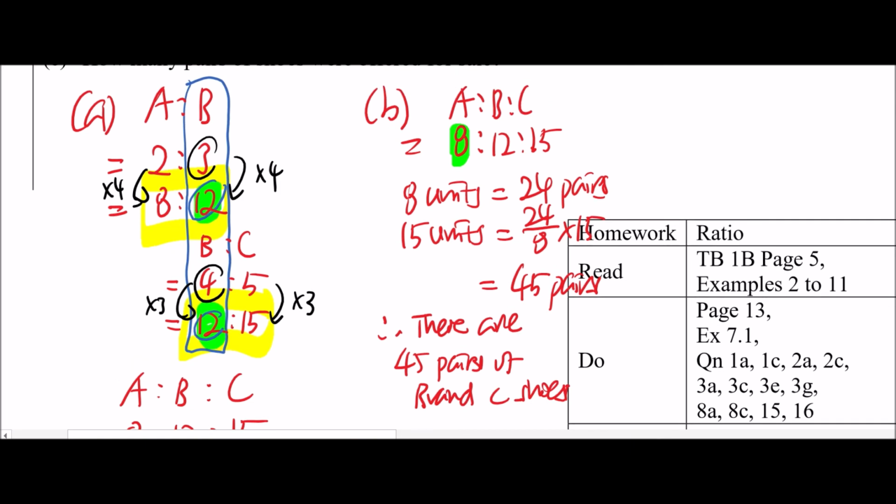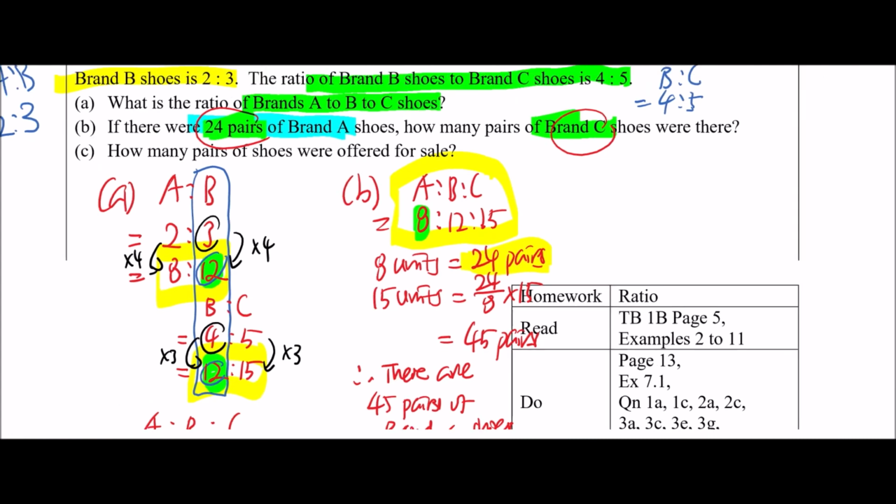Okay, so again, let me repeat myself, so it's very naggy. This ratio just tells us a ratio. It does not tell us exactly how many pairs of shoes there are for each brand until we are given the information that 8 units now represent 24 pairs. Only then can we tell exactly how many pairs of B and C there are in the shop.